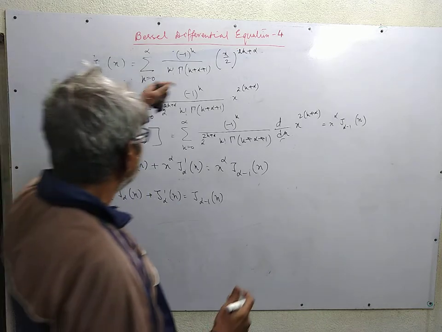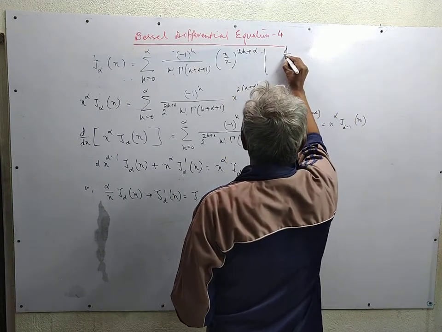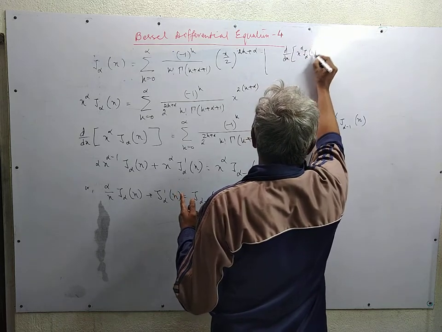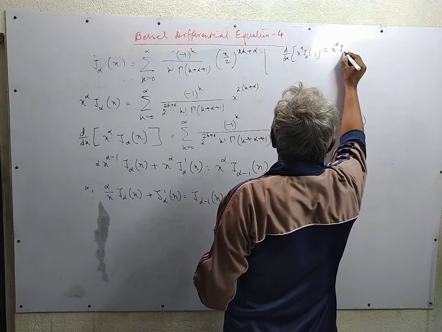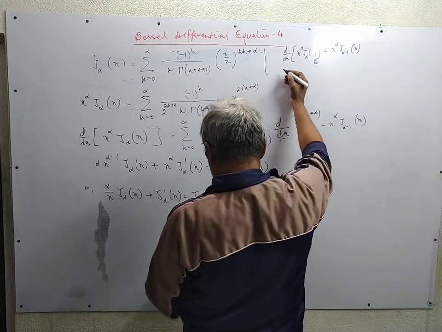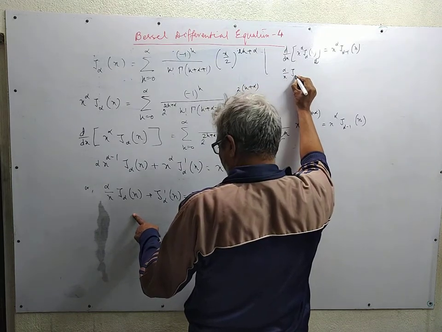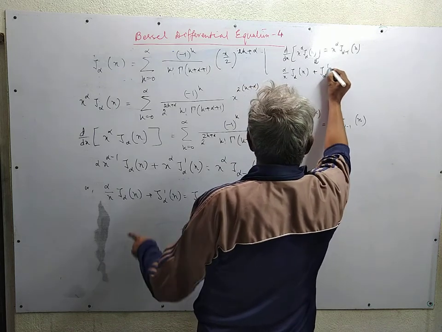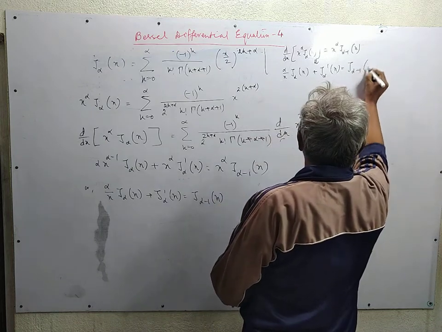So this leads us to the relation that d dx of x to the power alpha J alpha of x is equal to x to the power alpha J of alpha minus 1 of x. This gives you alpha by x J alpha of x plus J alpha prime of x is equal to J of alpha minus 1 of x.